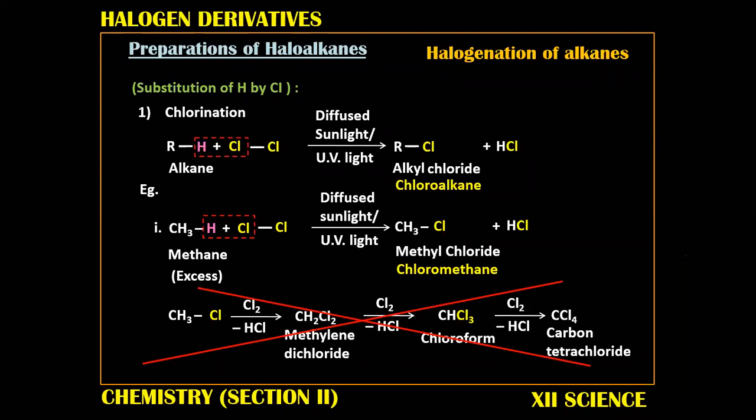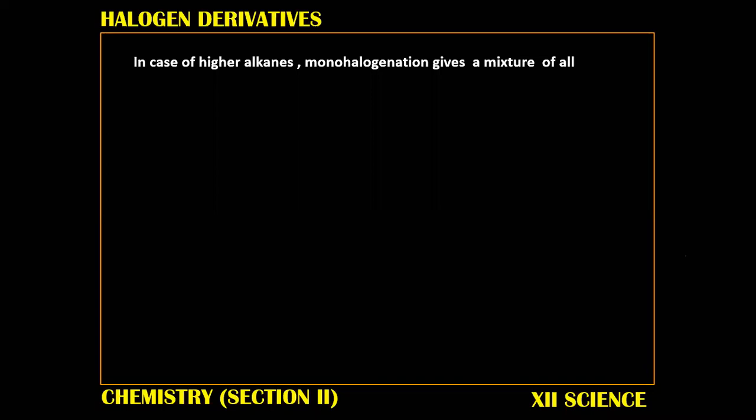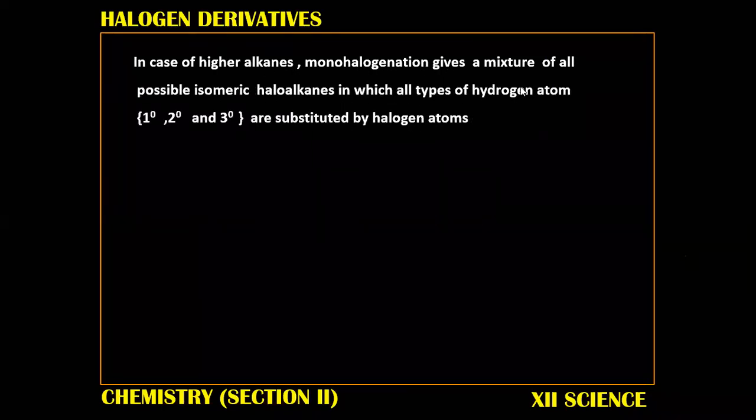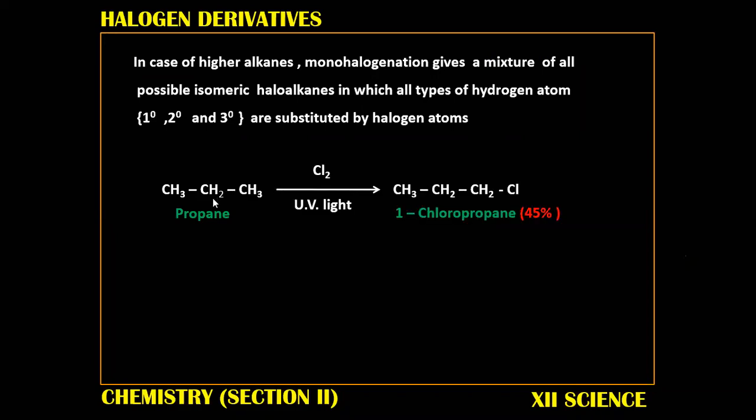So here we write 2 notes. And generally this is asked as a 2 to 3 marks question: write a short note on chlorination of methane. Then you have to give all these things that I'm making you write. You also have to write this part which is on the next slide: in the case of higher alkanes, monohalogenation gives a mixture of all possible isomeric alkyl halides, in which all types of hydrogen are present: primary, secondary, tertiary. In propane, there are 2 types of hydrogens, primary and secondary. Therefore, we get 2 types of alkyl halides here.